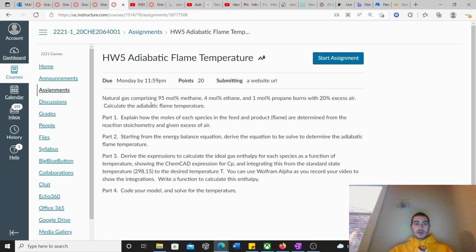More specifically, we'll be using this situation where the natural gas comprising 95 mole percentage of methane, 4 mole percentage of ethane, and 1 mole percentage of propane burns with 20% of excess air. We'll be using this information to calculate the adiabatic flame temperature in our code in Python. So let's go ahead and get started.